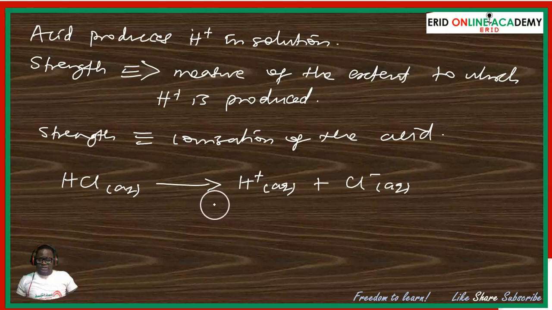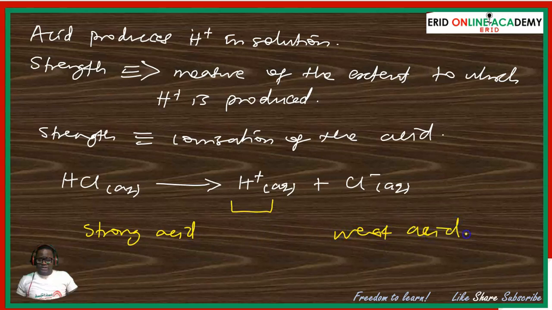Look at it this way. If what makes this substance an acid is the fact that it can produce hydrogen ion in solution, so its nature is the production of hydrogen ion, then the more hydrogen ion it produces, the more of its nature it displays. So that means, therefore, that we could have a strong acid and a weak acid in terms of the strength of acid.